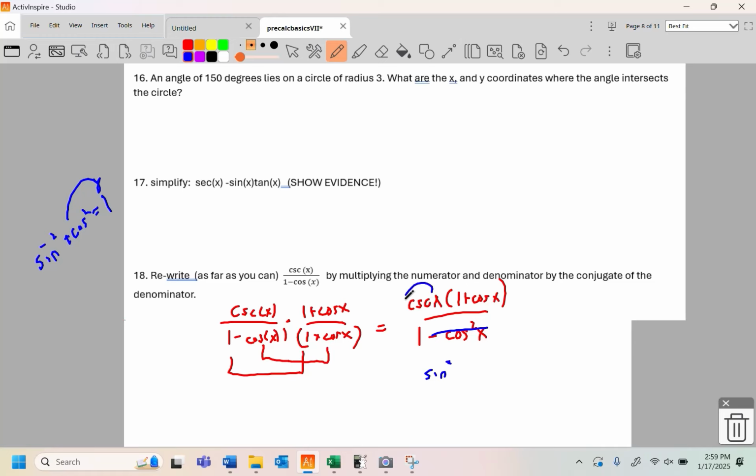So, look at that guy. That guy is 1 over sine. And we're multiplying it by 1 plus cosine of x over sine squared of x. So we end up with this funky thing: 1 plus cosine of x sitting over sine cubed of x. Now, can you do much with that? Yeah, not really.